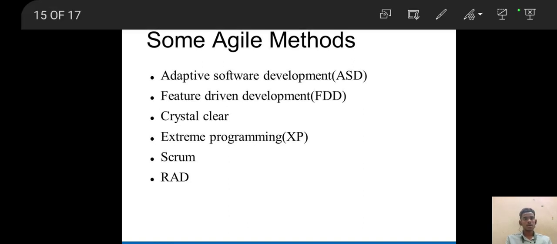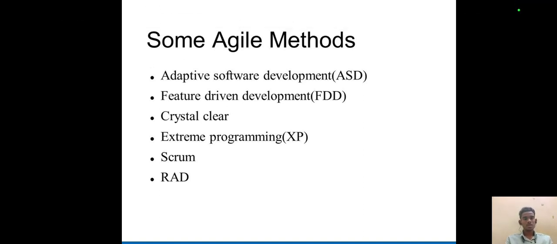Here we see some agile methods: adaptive software development (ASD), feature driven development (FDD), crystal clear, extreme programming (XP), Scrum, RAD rapid application development.